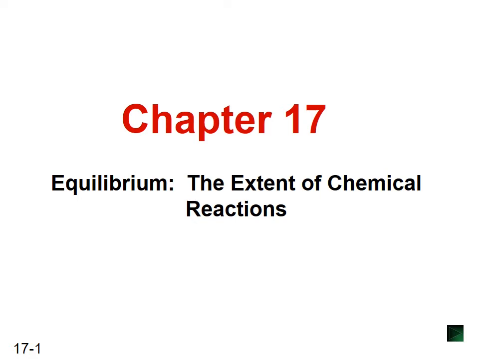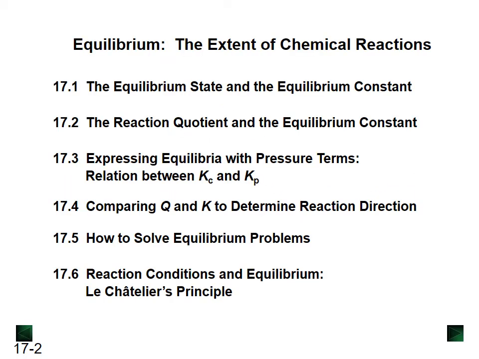Chapter 17, Equilibrium, the extent of chemical reactions. In this chapter, we're going to study the equilibrium state and the equilibrium constant, the reaction quotient and the equilibrium constant, how to express equilibrium with pressure terms, the relation between Kc and Kp, how to compare Q and K to determine reaction direction, and how to solve equilibrium problems. And finally, we'll discuss Le Chatelier's principle.